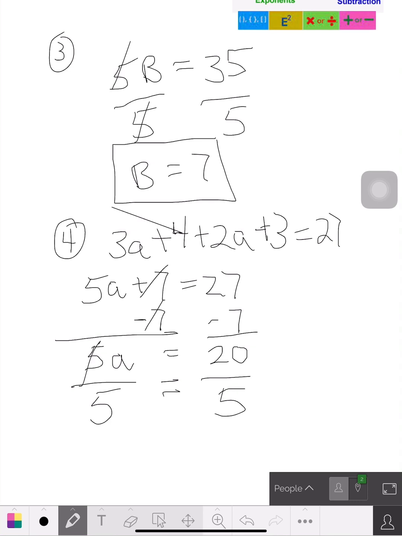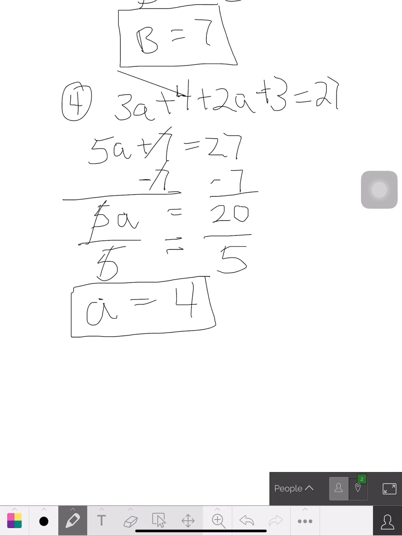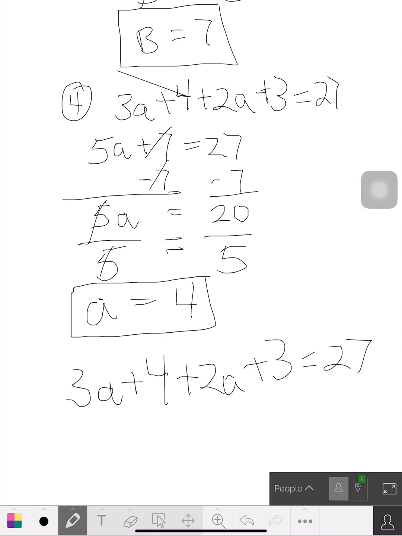So these two cross out. We end up with a equals, the 20 divided by 5 is 4. So our answer is a equals 4. If we want, we can kind of go back in and plug them back in. Okay? So let's see, we got 3a. I'm going to just write this whole thing again. 3a plus 4 plus 2a plus 3 equals 27. So let's plug the 4 back in.